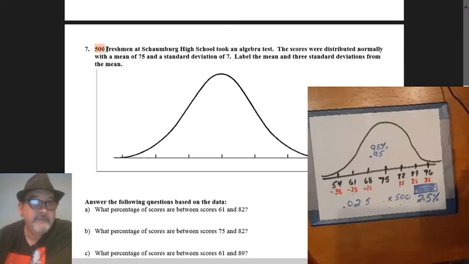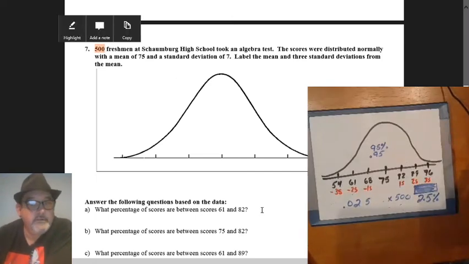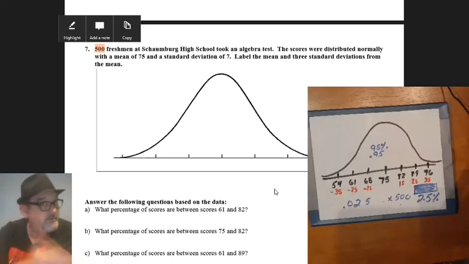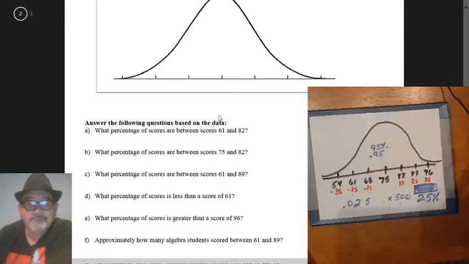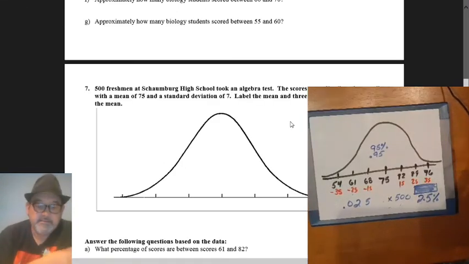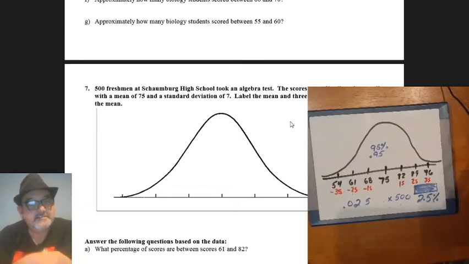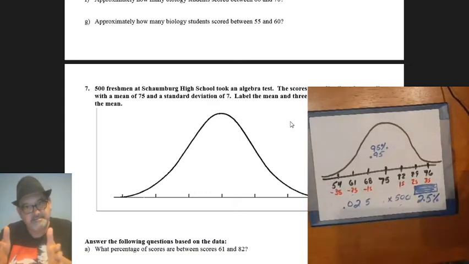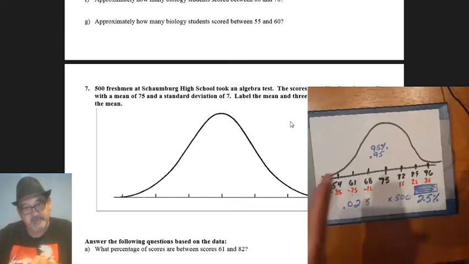In this case, 500. If they gave you a different number, you would take the percent, convert it to a decimal, and then multiply that decimal times whatever the total number is that you are looking to find. And guys, that's basically it for standard deviation. So just as a quick recap, standard deviation is something in statistics that we use to break down data into kind of preset steps. And those steps away from the middle are called standard deviations.